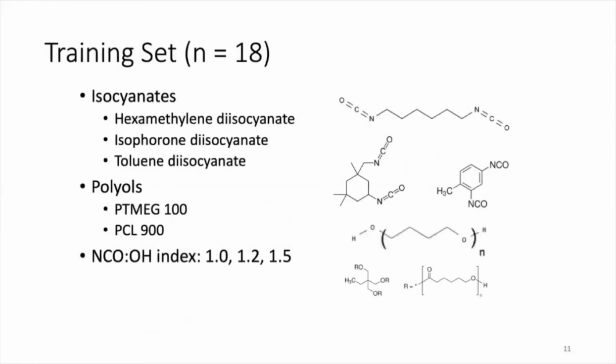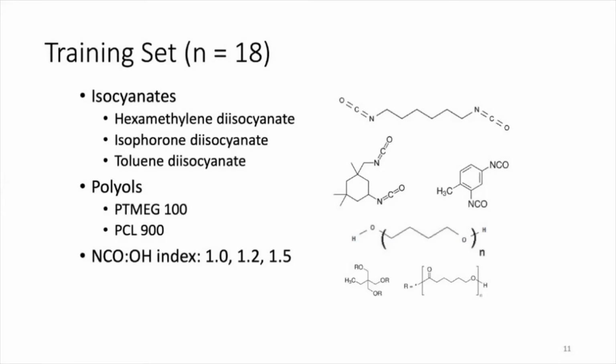So our training set was much smaller than you would use for a classic machine learning problem like text recognition. We only had 18 samples in there, but they were taken from a mix of 3 different isocyanates and 3 different polyols at 3 different indices. And so 18 really only represents a small subset of the total possible number of permutations you could have.